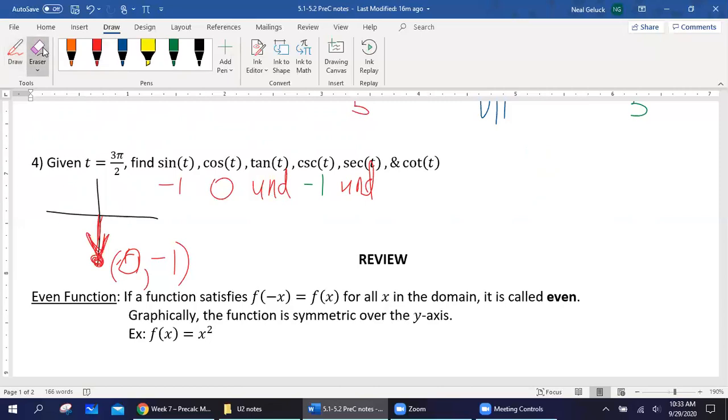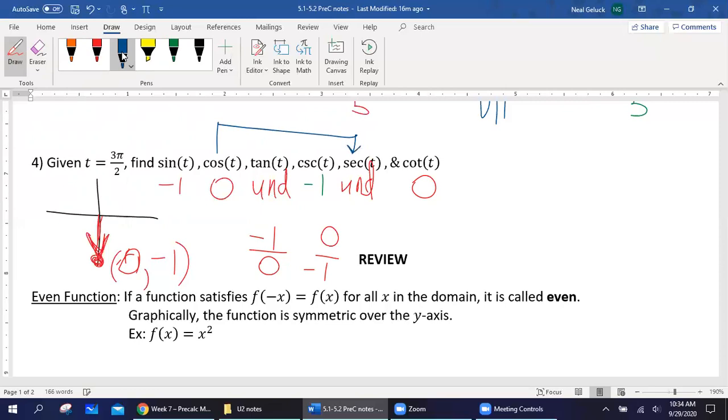And lastly, the cotangent is the flip of tangent. But how do I flip undefined? Well, remember, for tangent, when I was doing the tangent part, I did sine over cosine. So if I flip that, now I'm okay. 0 divided by -1, that's just 0. So basically, here's what I want you to notice on this.